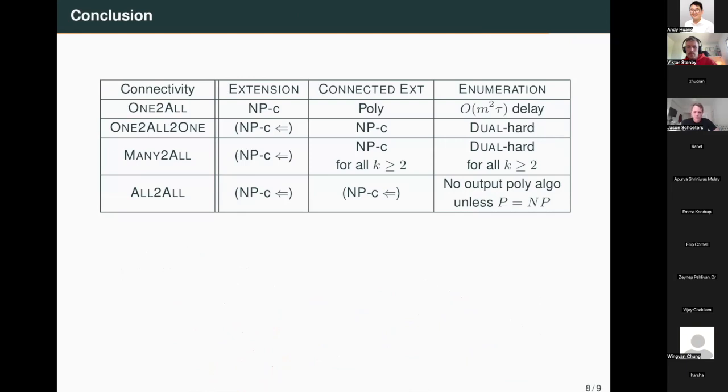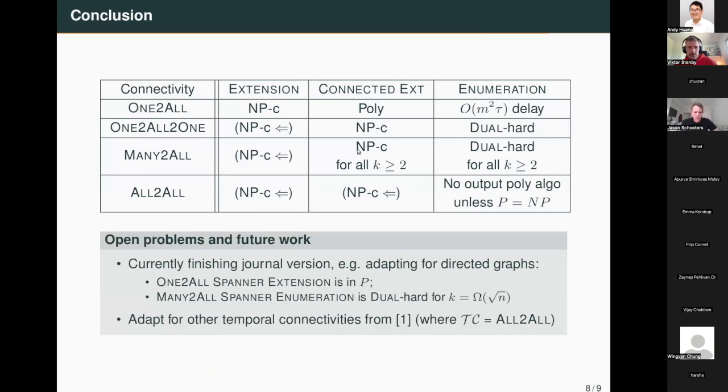So here again is this summary of our results. Now you may understand this part of extension and connected extension. We're still working on the journal version, in the sense that we're adapting it now for other cases. So I talked earlier about this strictly increasing times on your paths. Well, now we're looking at what happens if you allow non-decreasing times as well. So we call this non-strict temporal paths. And we're also adapting it for directed graphs. And we actually have some different results from the ones that we presented here.